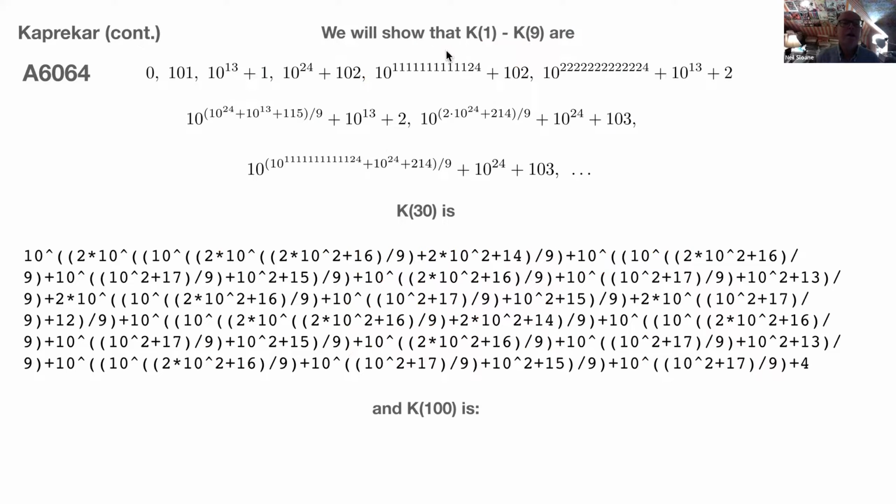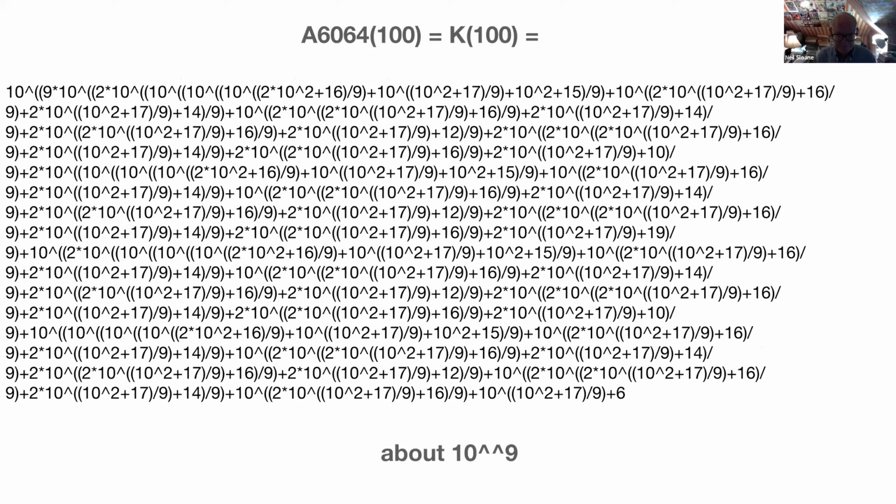And here is the sequence, A6064. It's the smallest number in base 10 with n generators. 0 has 1 generator, 101 has 2, and so on, 10 to the 13 plus 1. And it increases, and we have a recurrence that produces it. So in this case, a series of recurrences. K of 30, the smallest number with 30 generators, Max's program writes it out exactly. Then K of 100 is that. That's probably the biggest number you've seen in a while.